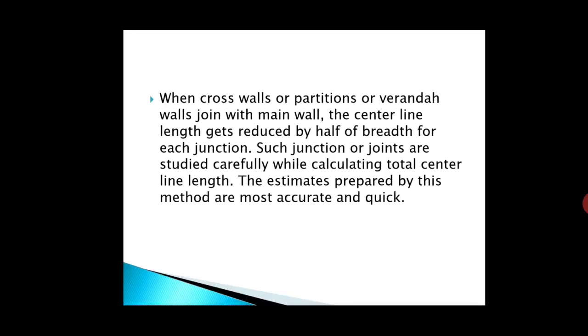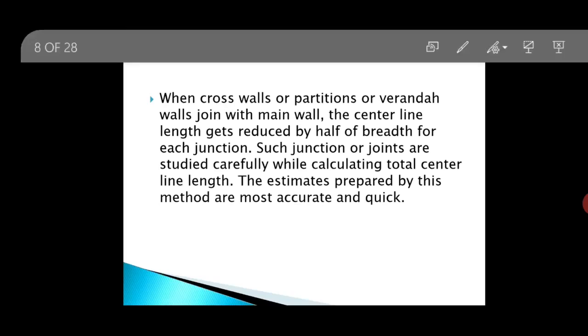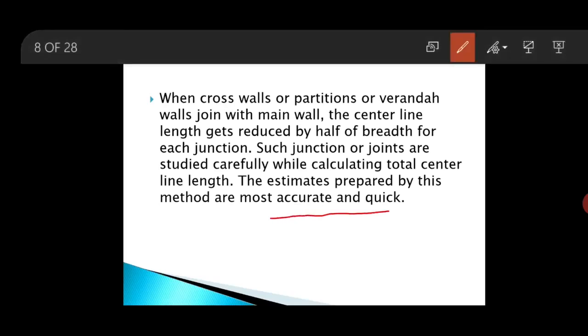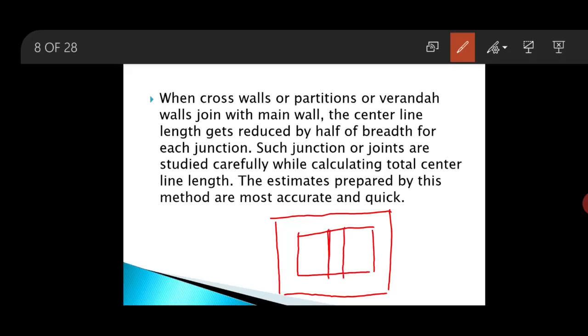So while doing the calculation of such type of building using the Centerline method, where there is presence of junction, for example in this particular 2-room building, these portions are known as your junctions.